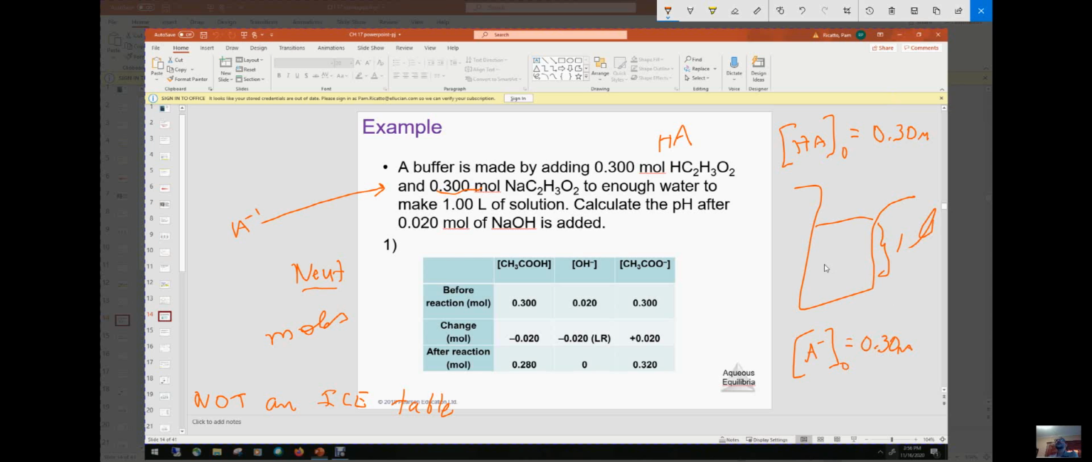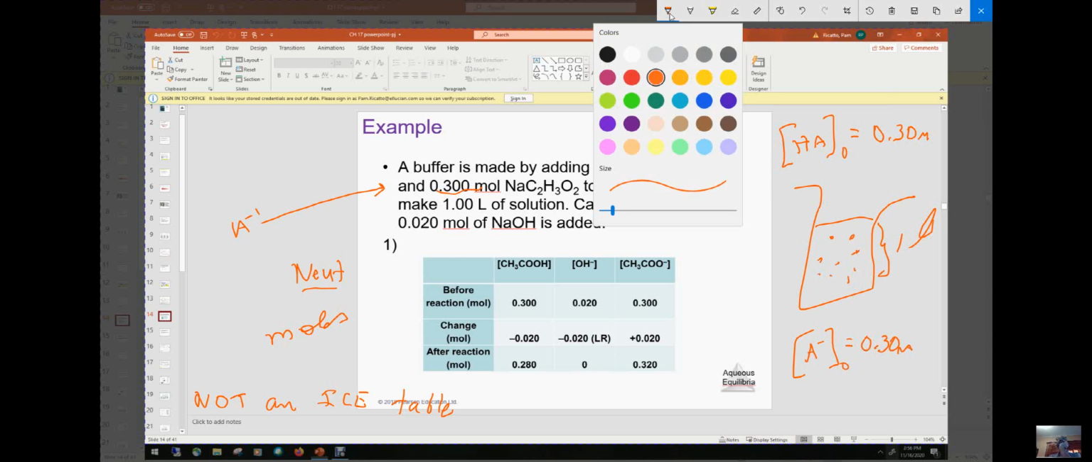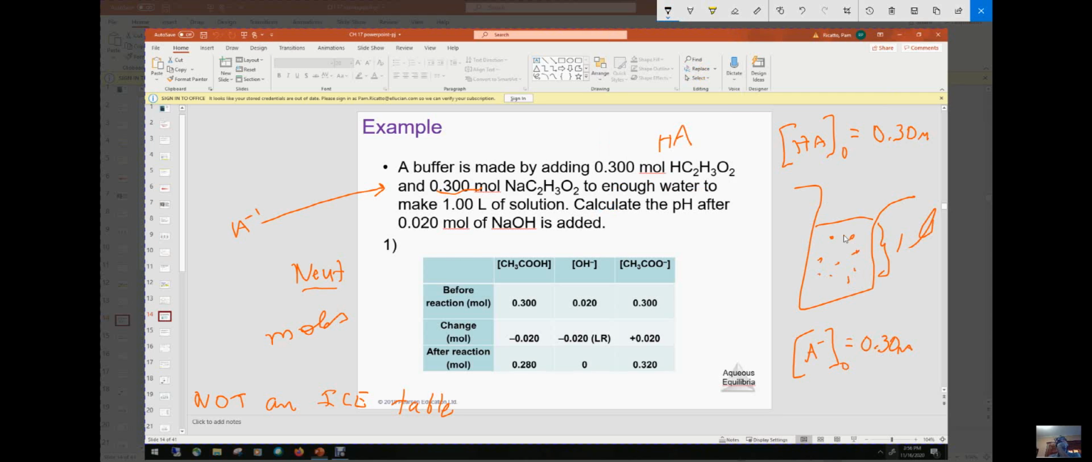Okay, so they're both in the solution. Here's the HAs. A lot of them. And there's an equal amount of the other guy. Make those black. They're sitting in there waiting for somebody to dump acid or base in. So these are going to be these guys. These are going to be those guys. Okay? All right, now what do I do?